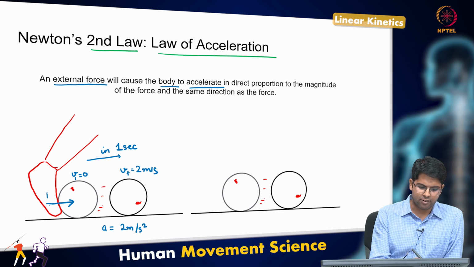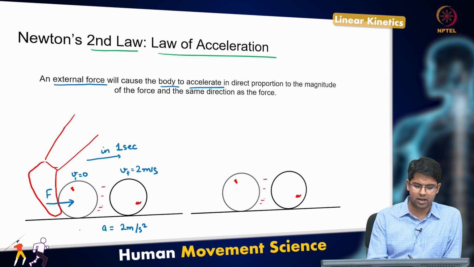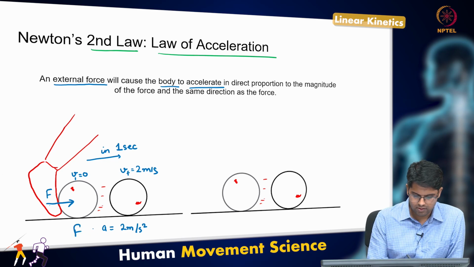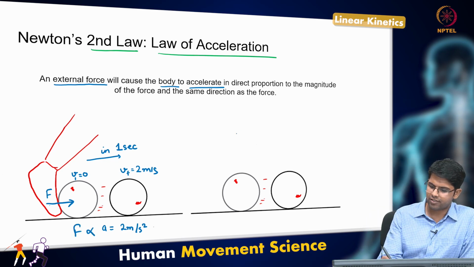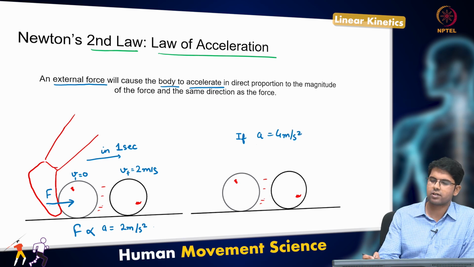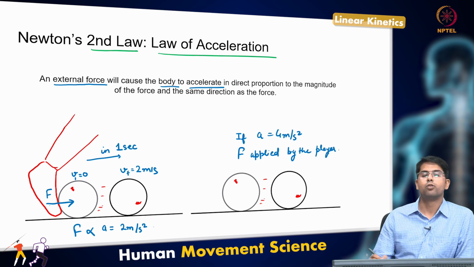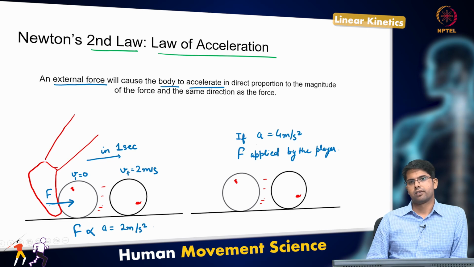So whatever force this player has applied here, now if the acceleration is 4 meters per second square, the force applied by the player would be 2 times the initial force that this player applied.